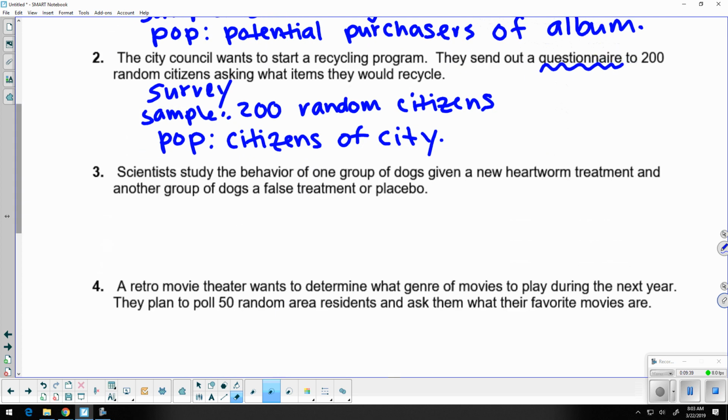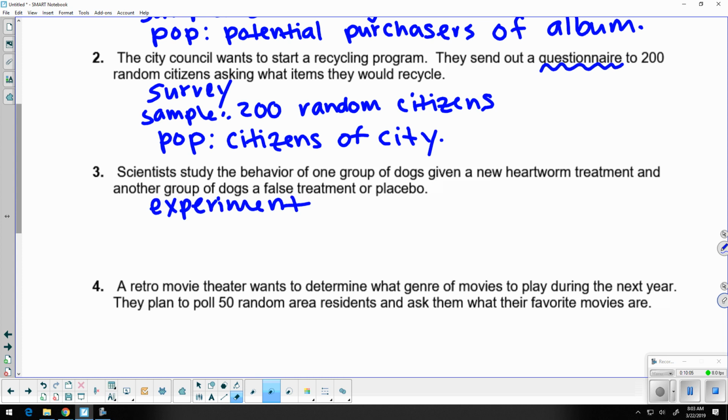The next one, number 3, says scientists study the behavior of one group of dogs given a new heartworm treatment, another group of dogs a false treatment or a placebo. So they're actually manipulating the situation, right? So we have two different test groups, if you would. One group of dogs is getting heartworm treatment, the other one is given a placebo. That would be our control group. So this is definitely an experiment. So now we've definitely seen one of each.